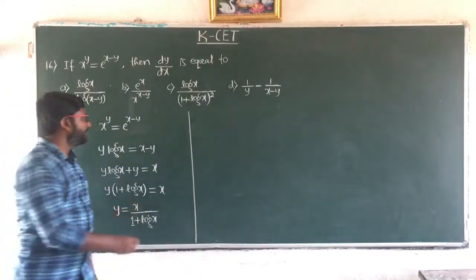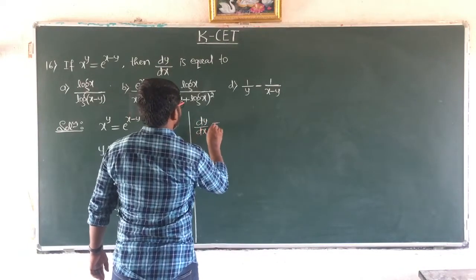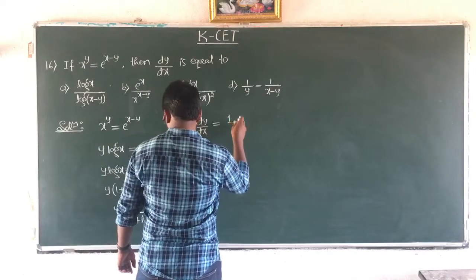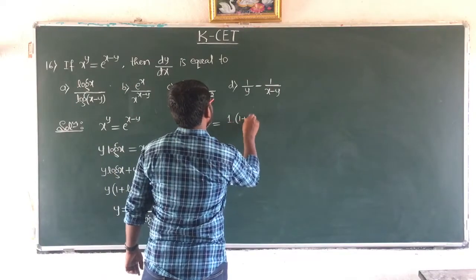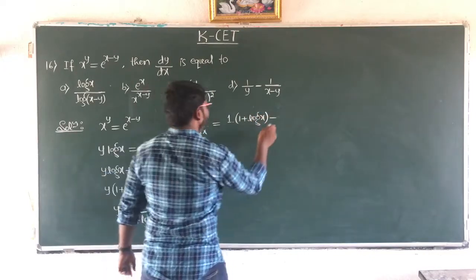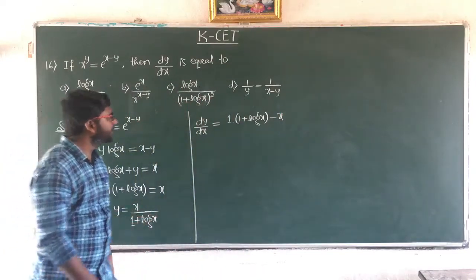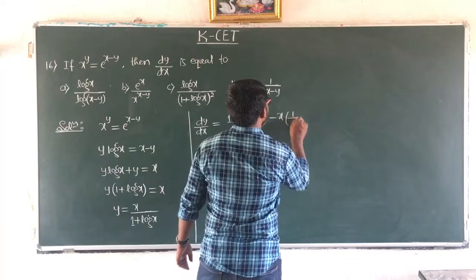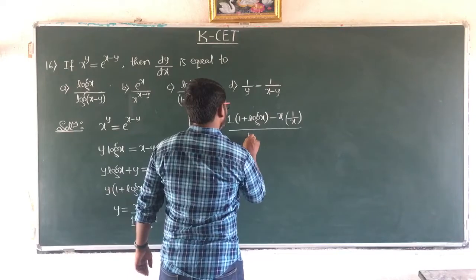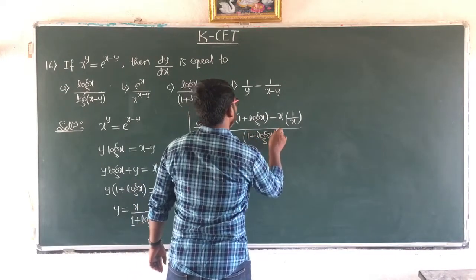quotient rule here. So dy by dx is equal to, so u dash v, derivative of x will be 1 into, write the denominator as it is, 1 plus log x. Now minus u, that is x as it is, then derivative of the denominator we get 1 by x, then whole divided by denominator the square, 1 plus log x the whole square.